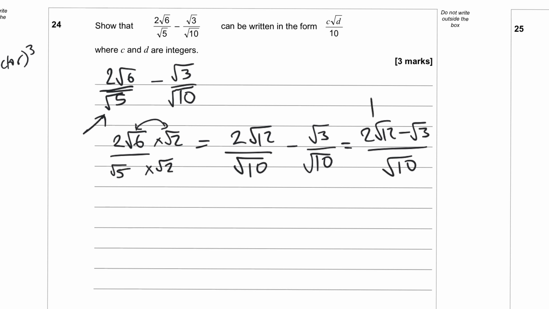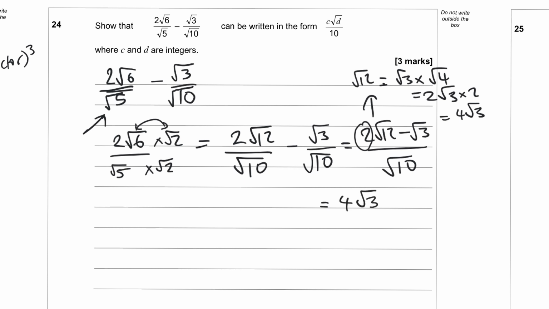Now, the 2 root 12 can change, because root 12 is the same as saying root 3 times root 4, and we know that the square root of 4 is 2. So that's essentially the same as 2 times root 3. Remember, times the 2 on the outside, that's going to leave us with 4 root 3. So now I'm going to have 4 root 3 minus root 3 over root 10. 4 root 3 minus another root 3 will leave me with 3 root 3 over root 10.